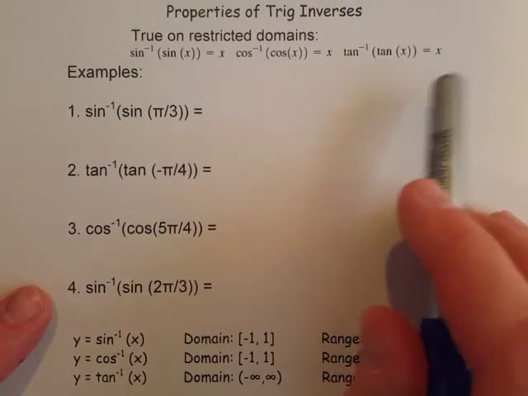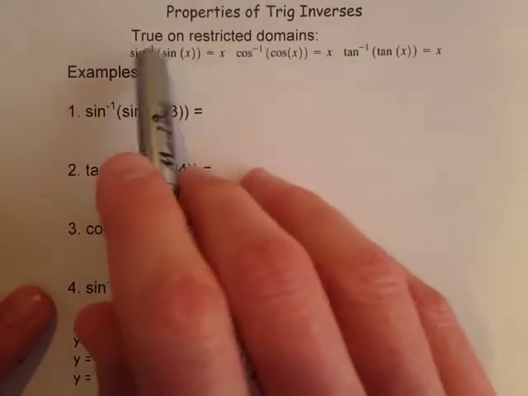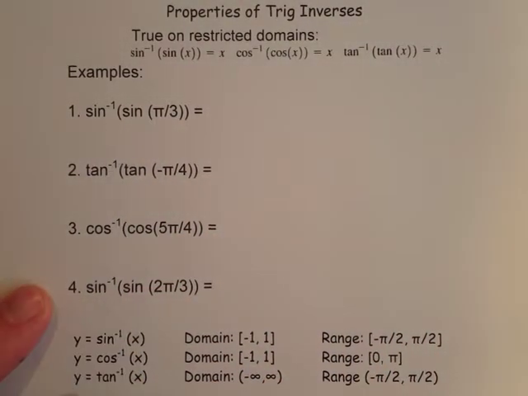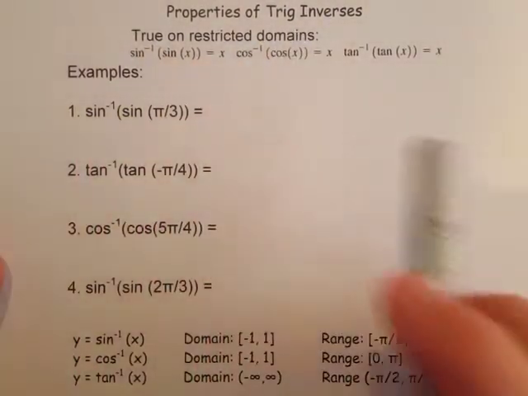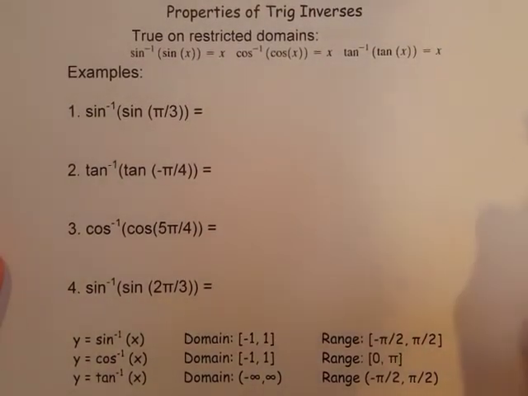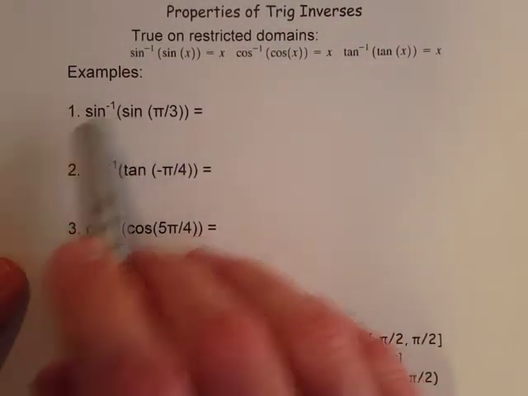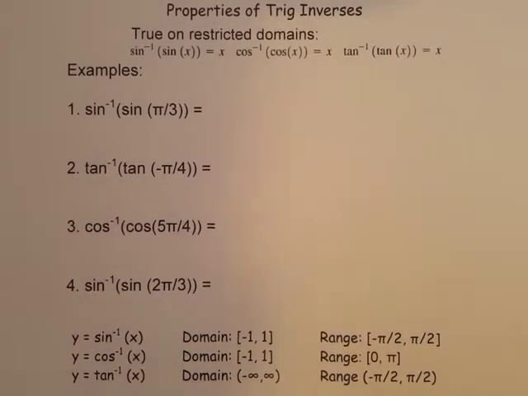Now in the previous one where the order was flipped, it was true for everything as long as they were defined. However, on these ones, when you put the inverse trig function on the outside, or when that comes first, we're going to have to be a little bit more careful about that. It says true on restricted domains, so we'll think about that as we go along here. So in general, like before, sine inverse and sine undo each other, and same with all the other ones.